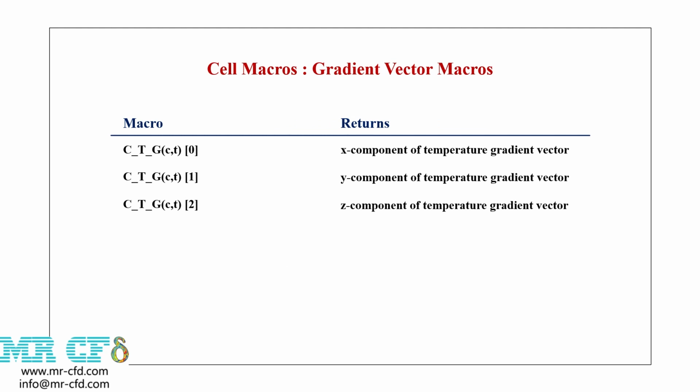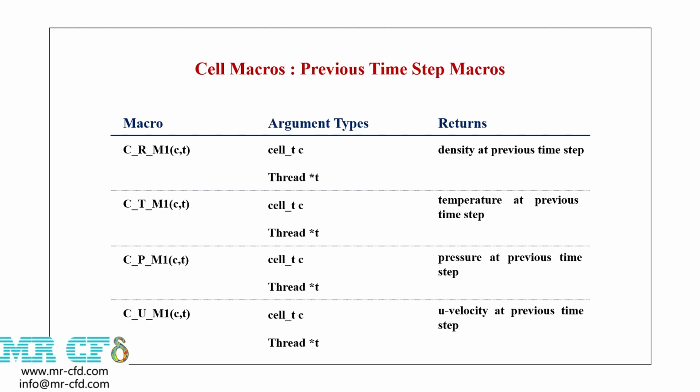Note that if you intend to access each of the vector components of each variable, you should use the index i. The numbers 0, 1, and 2 are used respectively for x, y, and z. For example, these expressions are used to obtain the temperature gradient value in the direction of the x, y, and z axis. A group of cell variable macros are introduced as previous time step macros. That is, they obtain the value of the variable in the cell at the previous time step. Therefore, this data can be useful in solving transient problems.